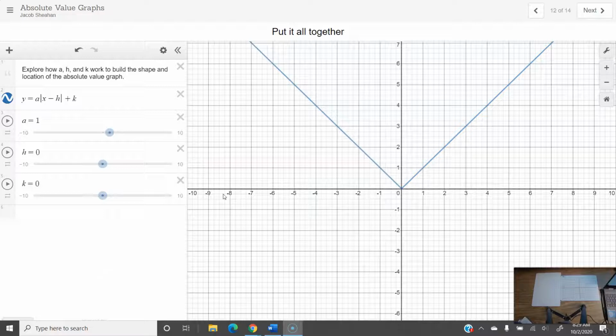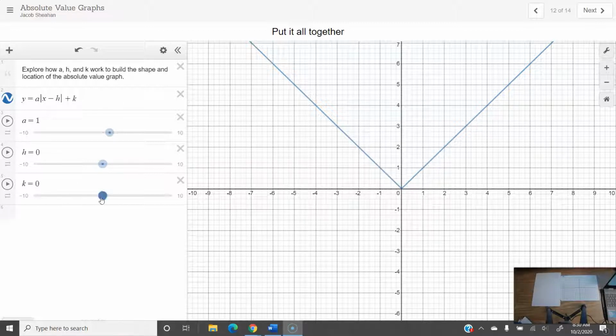All right, this should look familiar to everybody. This is one of your slides from the Desmos activity. It has all three of the sliders, so you can control each one of these variables in the absolute value function. Okay, y equals a times the absolute value of x minus h plus k. We'll talk about why this minus sign is here for h and why this plus sign is here for k.